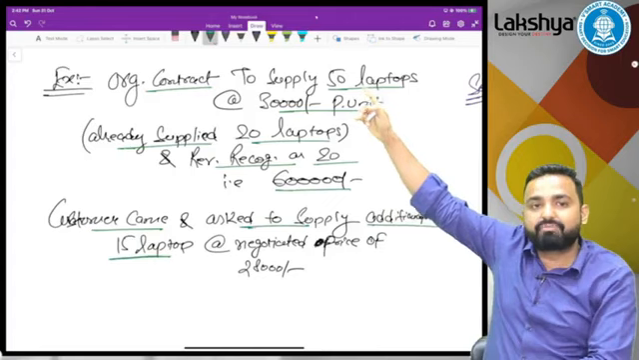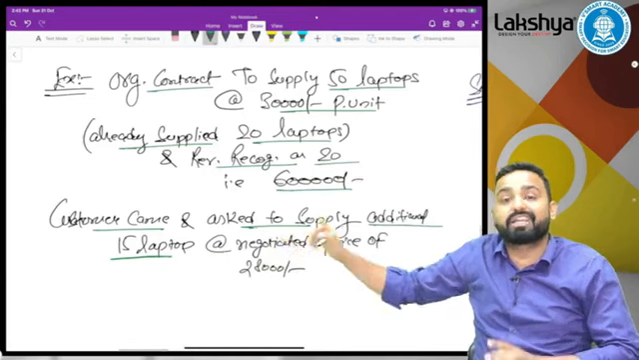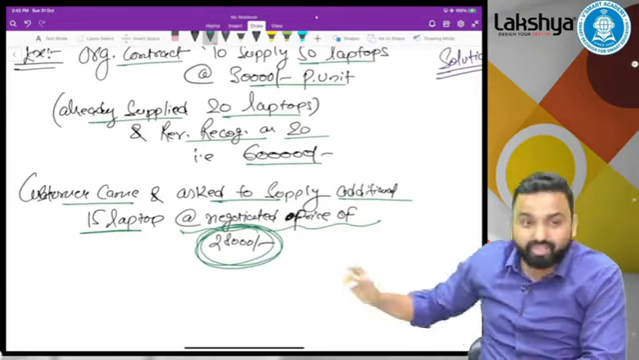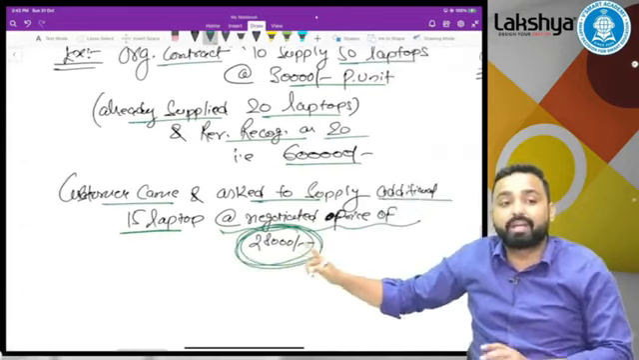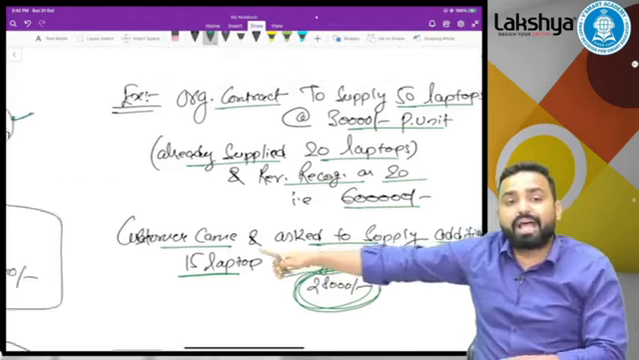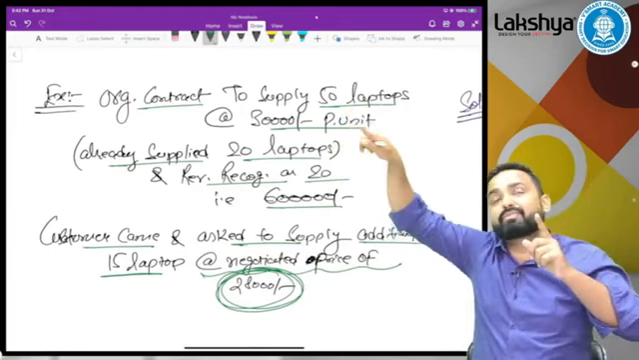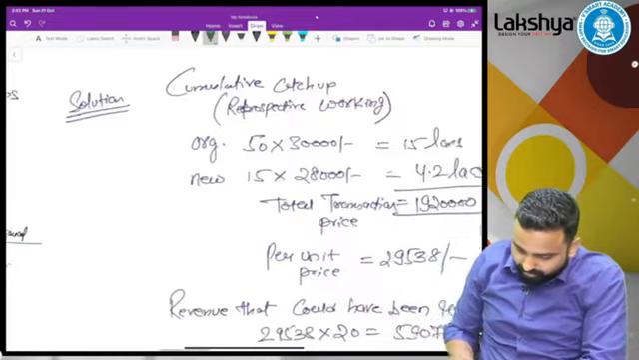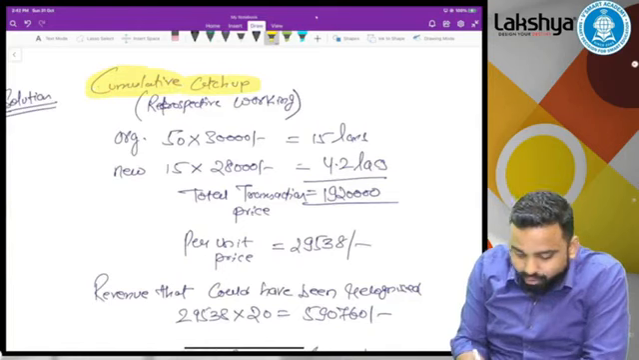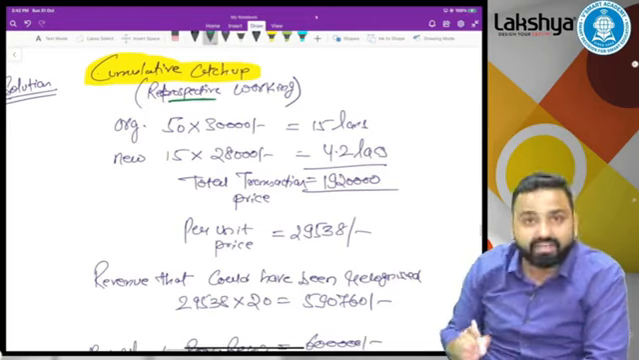So initially 50 minus 20 supplied, the rest to be supplied are 30, plus 15 makes 45. Now 45 at a negotiated price of 28,000. The price of the next 15 laptops is affected, 28,000. Suppose this 15 would have become part of the original contract at inception only. The original contract would be of 50 plus 15, 65. So now we'll make a cumulative catch-up working. How will the cumulative working be done? Cumulative working means retrospective working.